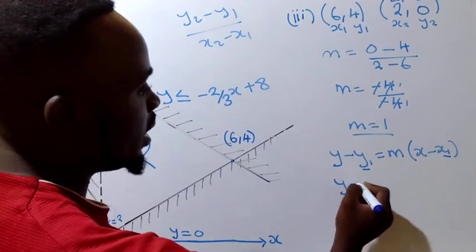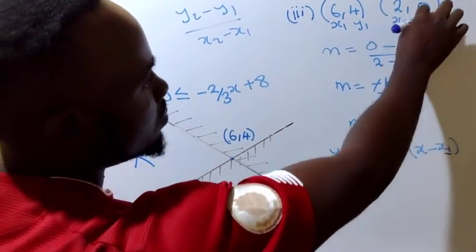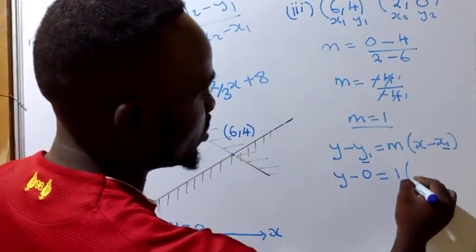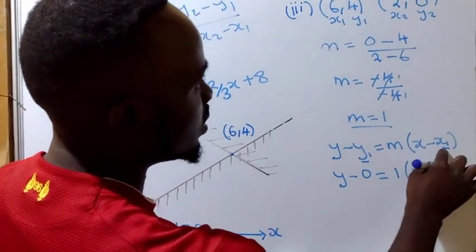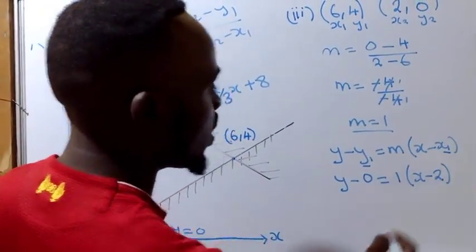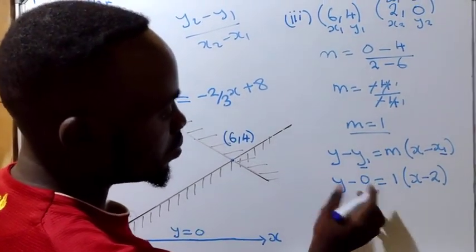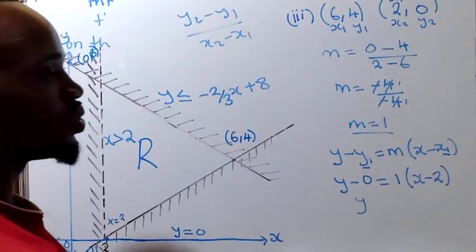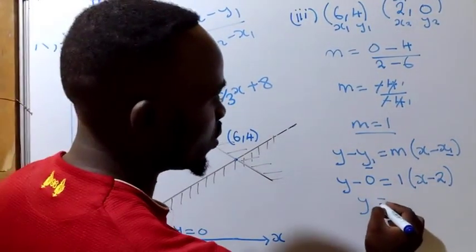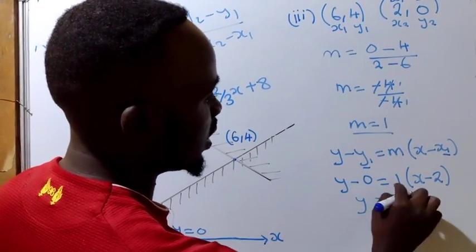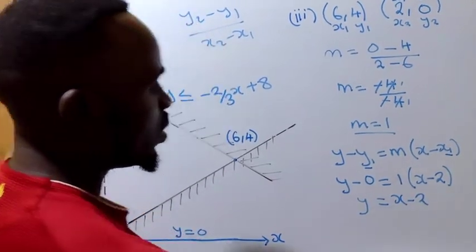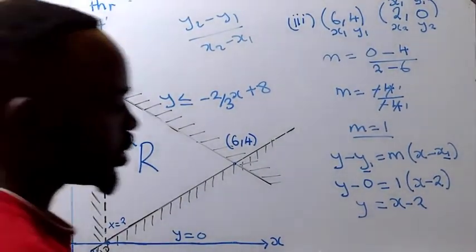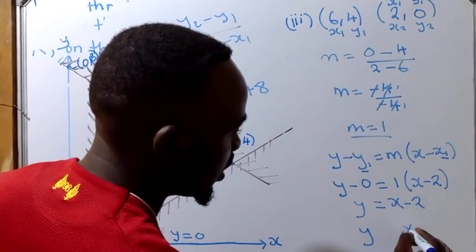So y minus, where there is y1, say 0, equal to m, which is 1, open bracket, x minus, where there is x1, it's a 2. Okay, so y minus, for this one, I'll just say y, because I know a 0, even if it goes that side, it's not going to change any value. Okay, y equal to 1 times x, it's x, 1 times negative 2, it's negative 2. Okay, so this is our equation. Now we want to find the inequality, so we are going to say y, we leave space, x minus 2.